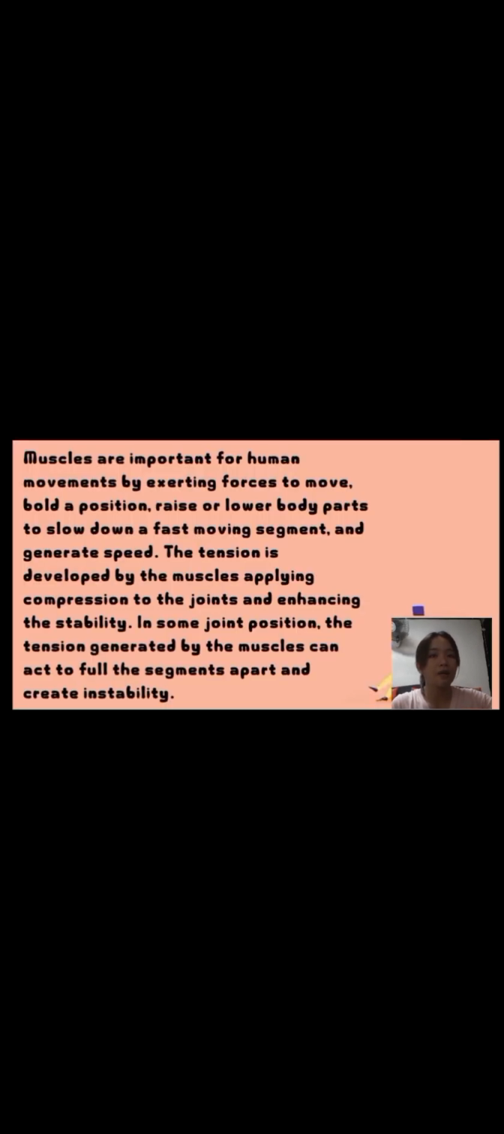Our topic is all about kinds of muscle fiber. Muscle fibers are important for human movement by exerting forces to move, hold a position, raise or lower a body part, slow down a fast-moving segment, and generate speed. The tension is developed by the muscles applying compression to the joint and enhancing stability. In some joint positions, the tension generated by the muscles can act to pull the segments apart and create instability.